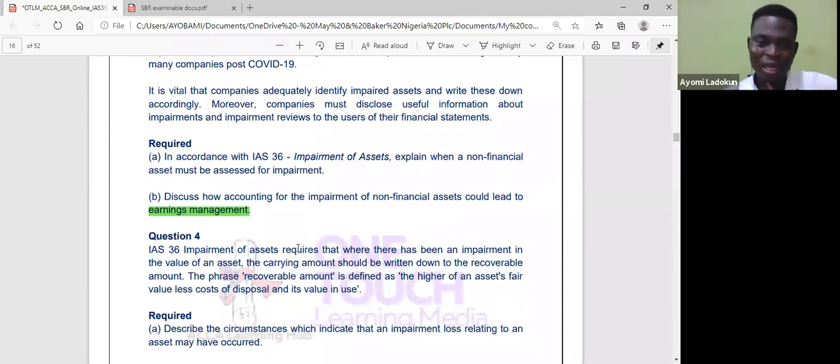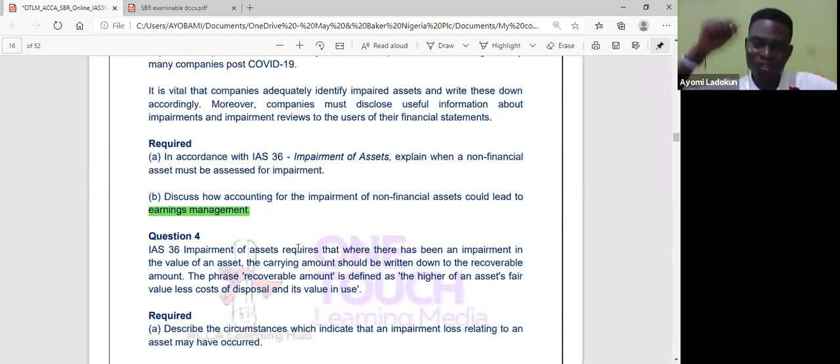So how can I use impairment of non-financial assets? How can it lead to earnings management? Remember, at the end of the reporting period, I already know that the carrying amount of my asset is 500,000. Okay, so I'm now trying to test for impairment. Now, the computations for my fair value less costs to sell, do you agree with me that they are estimates and they require judgment and assumptions? Do you agree?